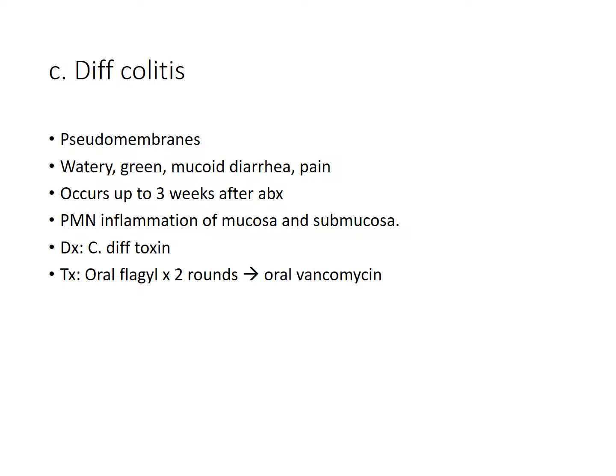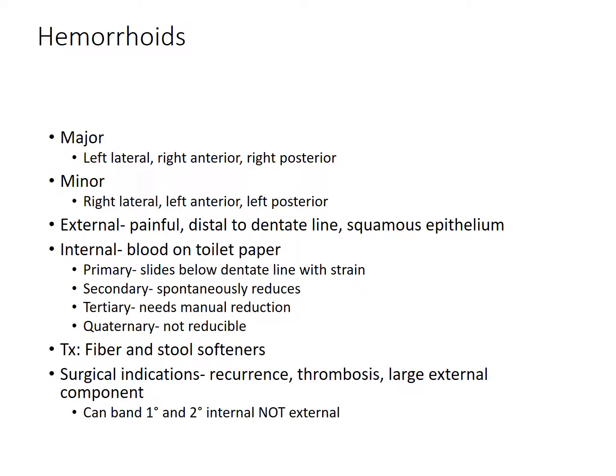Oftentimes, if their white count's above 15,000, we go straight to oral vanco. Hemorrhoids, you have your major columns: your left lateral, right anterior, right posterior. The minor columns are just the opposites of that. Your external hemorrhoids are going to be painful. They're distal to the dentate line, squamous epithelium.